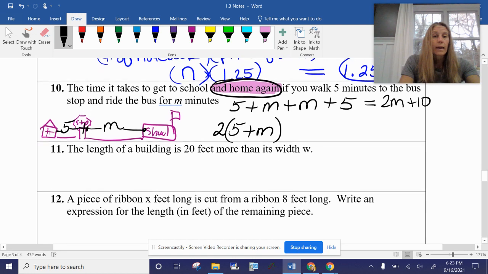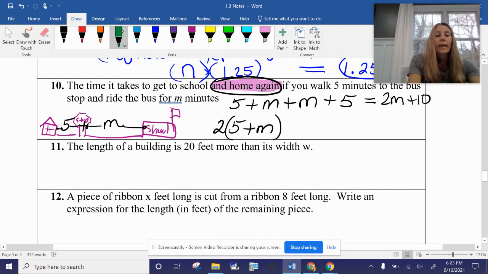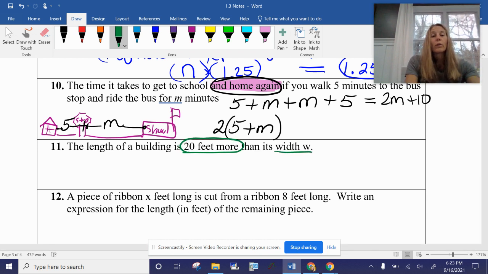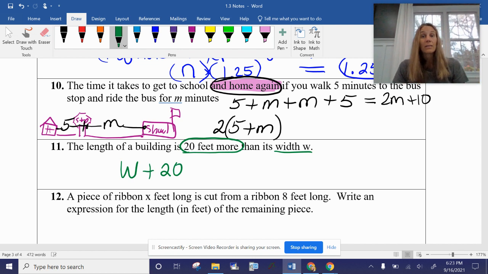Okay, number 11. The length of a building is 20 feet more than its width. So in order to calculate the length of the building without a tape measure, you'd have to say, okay, well, what is the width? And you'd find the width of the building. And then it's 20 feet more than that. So that's when you add the number at the end.